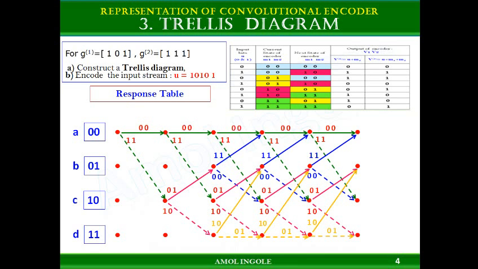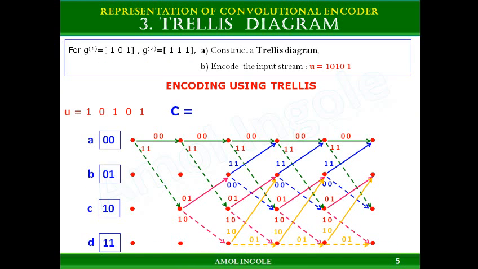Now let us show the encoding of the input string. I'm going to consider the same trellis which we have constructed just now. This one is the input bit string given. Now you have to consider the actual input bits one at a time. I'm starting with the first input bit.